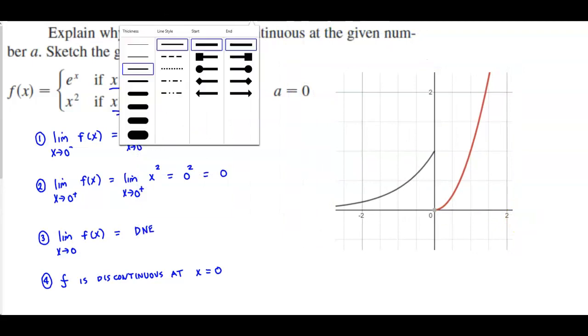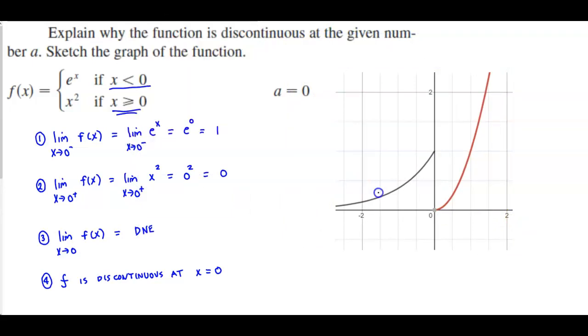So we know that the first graph here represents the function f of x, which is equal to e to the x, where x is less than 0. So that means here that at 0, 1, we have an open circle.